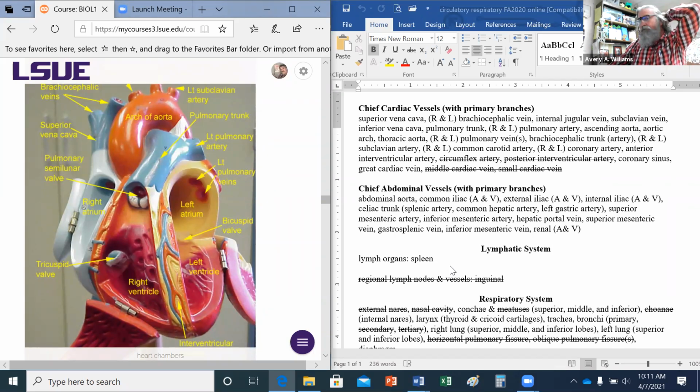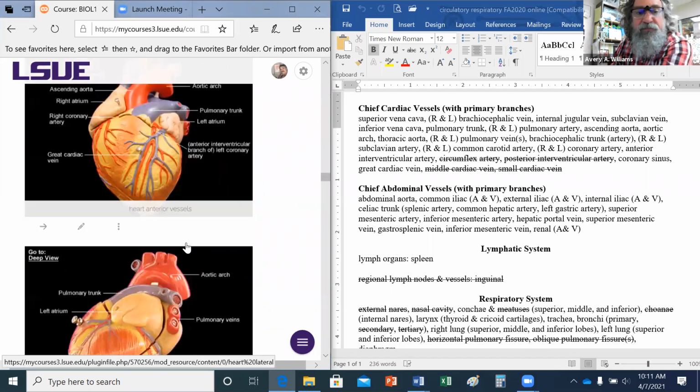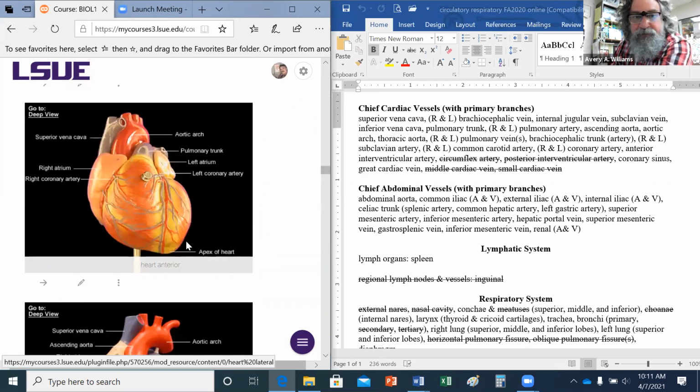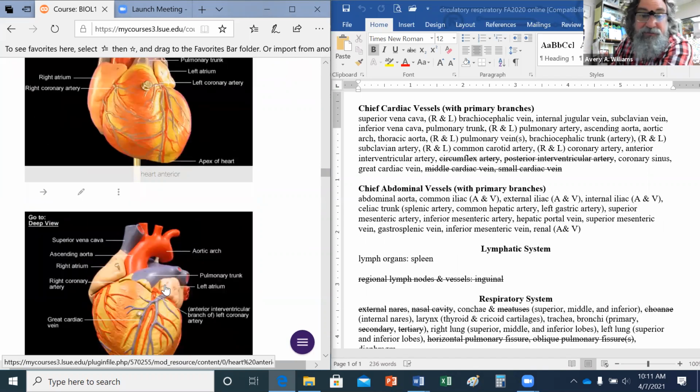And so we looked at these heart models, and you go, oh, we're done with the heart models. But if you look closely, the heart models are portraying a bunch of blood vessels. So you need to go back and look at them again to see a lot of these blood vessels, okay?